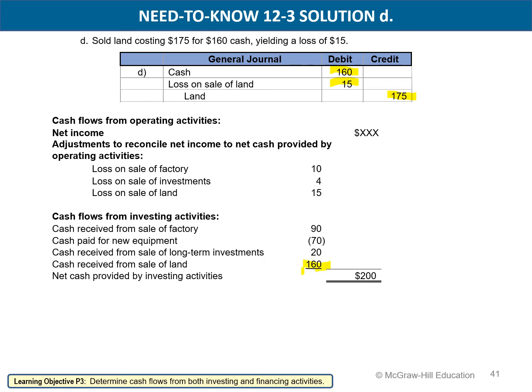We got cash, right? But then we also have to consider the effect of the loss on the net income, the net cash to net income reconciliation. So you have to add that back because it was originally subtracted from this net income number, which is your starting place. And you want to undo the effect of that because that $15 is not cash. It's just a book loss. Okay?